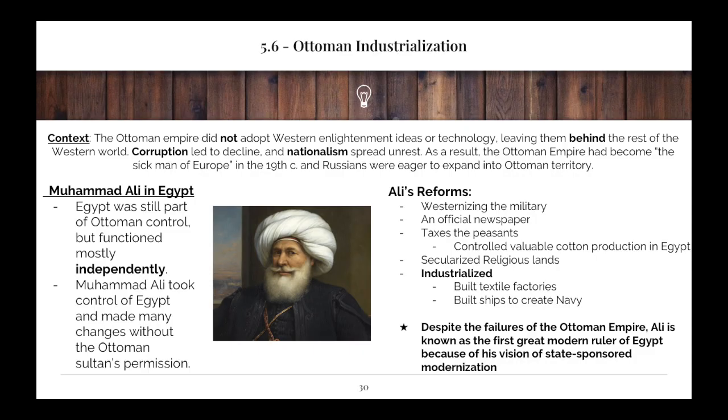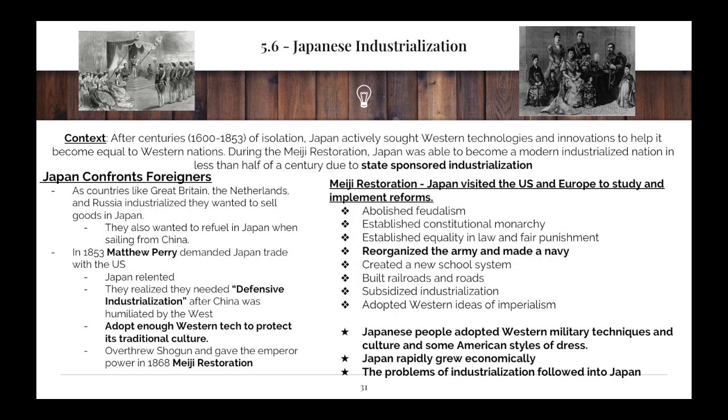Other countries begin to try to industrialize, and they sponsor it. It's kind of like state-sponsored industrialization. This was actually one of the first essays that you wrote. It was an LEQ. So take a look at autumn industrialization. This slide, you would have to know these. Japanese industrialization is really interesting because it kind of gets at what takes place in the next unit, which is imperialism.